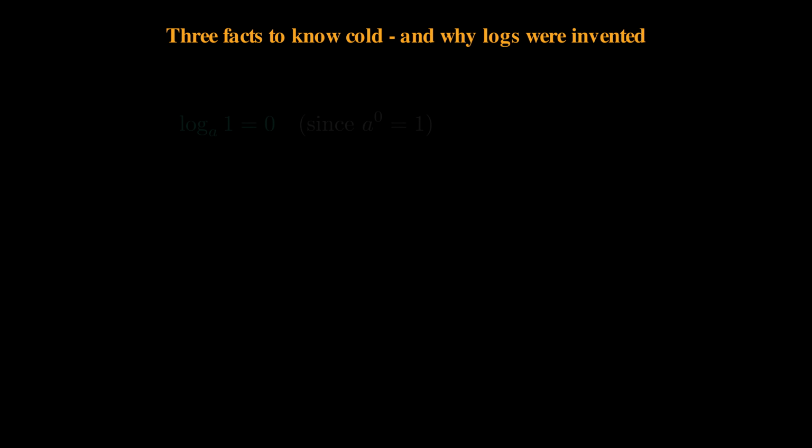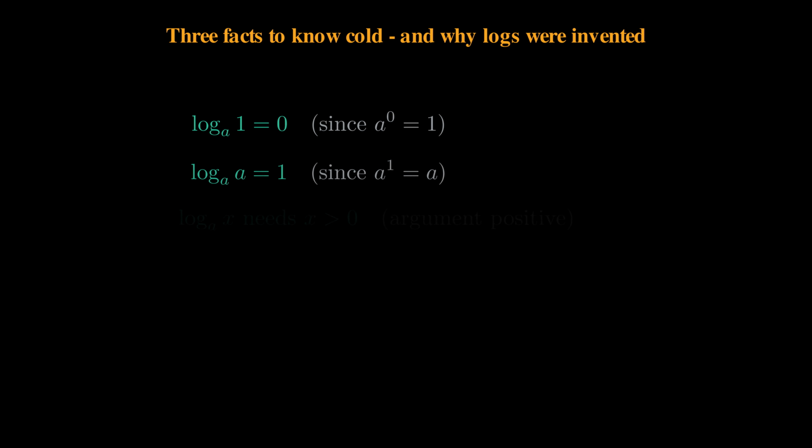Before the log laws, 3 facts worth knowing on sight. Log base a of 1 is always 0, because a to the 0 is 1. Log base a of a itself is 1, because a to the 1 is a. And the single most important restriction: the thing inside a log, the argument, must be positive. You can never take the log of 0 or of a negative number, and that will matter enormously in a moment.